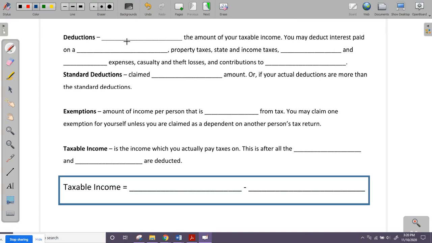Deductions. Deductions reduce the amount of your taxable income. You may deduct interest paid on a mortgage, property taxes, state and income taxes, medical and dental expenses, casualty and theft losses, and contributions to charities.